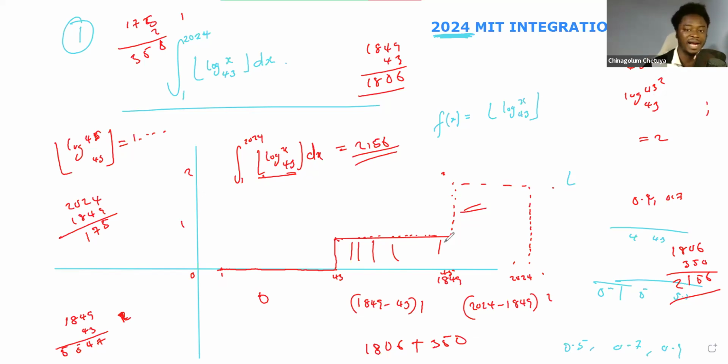So it becomes 2 as you get to 1849, but it maintains this value until it stops at 2024. It does not change value because the only way it can change value is when it becomes 3, because that's a jump. That's why this is called a step function, because this is the first step, second step, third step. So the only way it can jump to 3 is when we are dealing with the logarithm of 43 cubed to base 43. But 43 cubed is a value of x that is somewhere around here. It's outside our integration. Our integration stops at 2024. So we stop here and just take the area of this function within this interval.